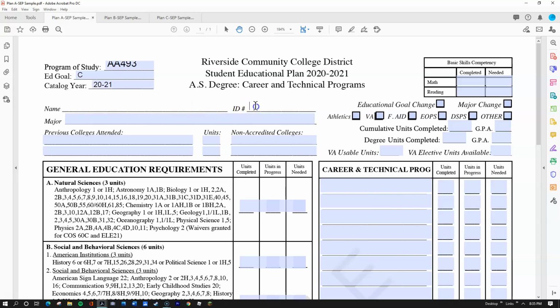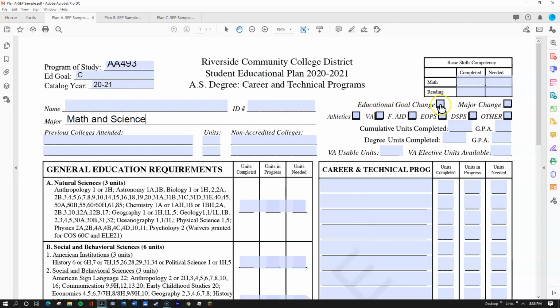Okay, your name, your student ID number, the major that you're going for. So for here, we'll just put math and science. Over here, you have to meet a basic skills competency in math and reading and English to be able to graduate from Riverside City College. And so once you complete a certain level of those types of courses, we will hit completed. Until then, it will be needed.